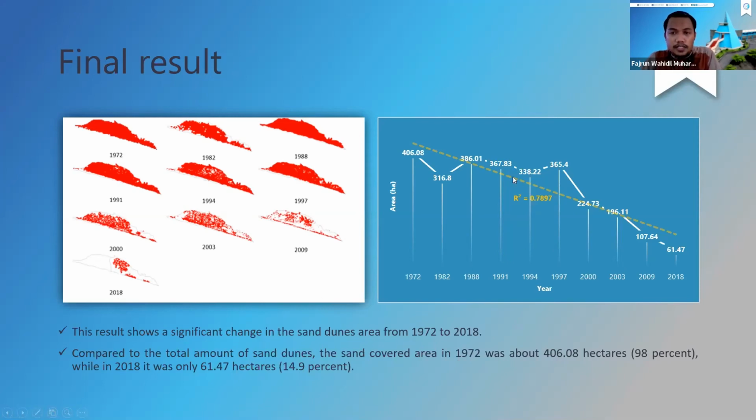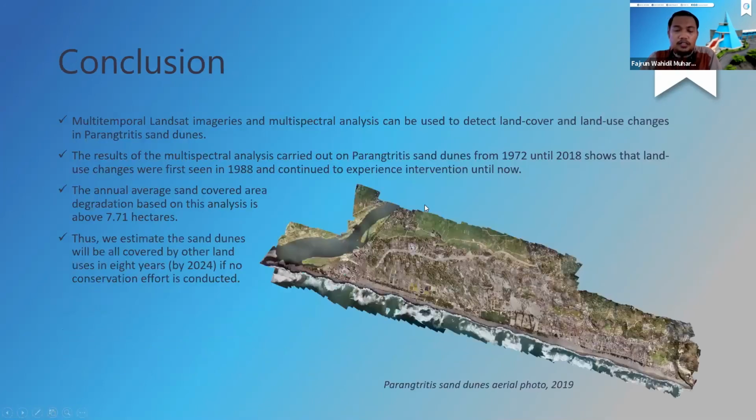So we have statistics here. Actually, this is our aerial imagery from UAV that we captured in 2016. So the land cover of the sand dune has changed dramatically.